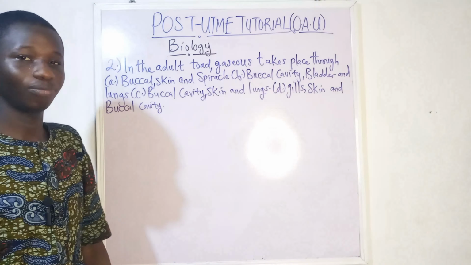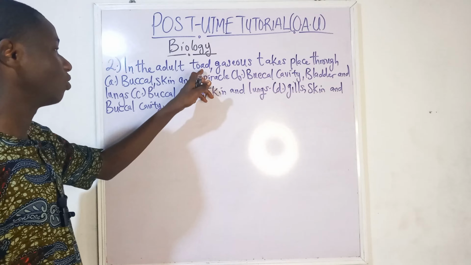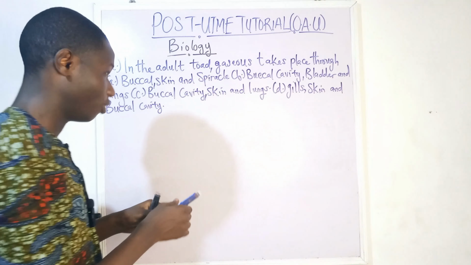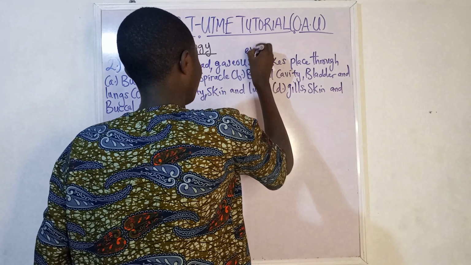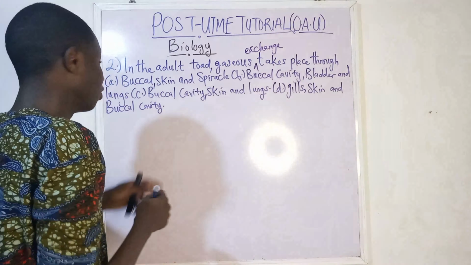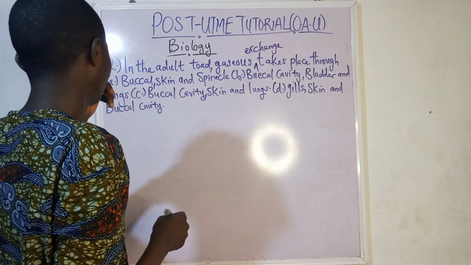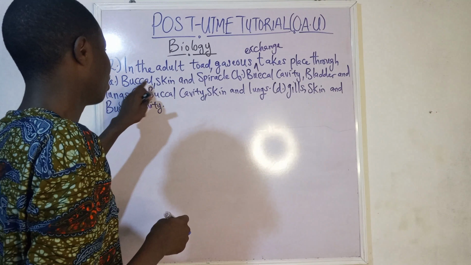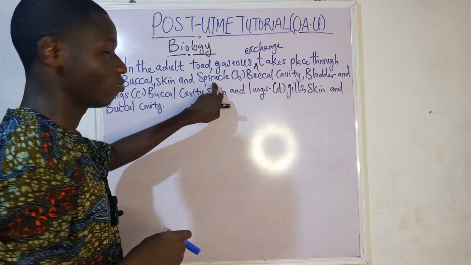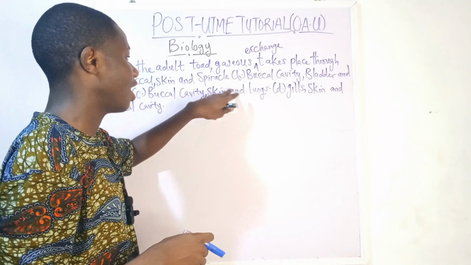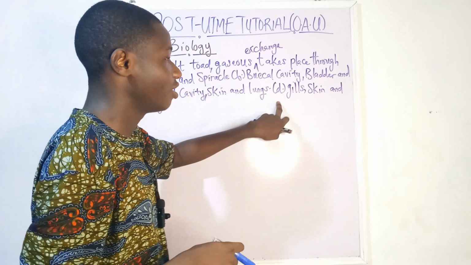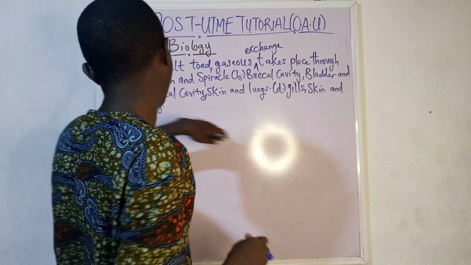So let's do this question. In the adulthood, gaseous exchange takes place through option A, buccal, skin, and spiracles. Option B, buccal cavity, bladder, and lungs. C, buccal cavity, skin, and lungs. D, gills, skin, and buccal cavity.